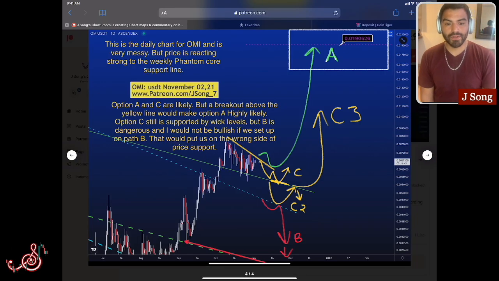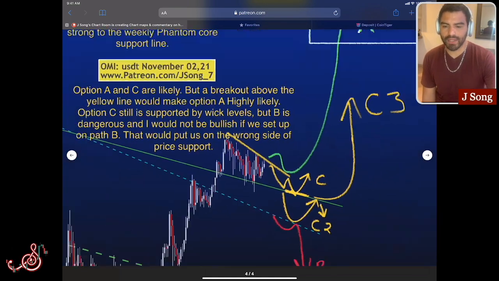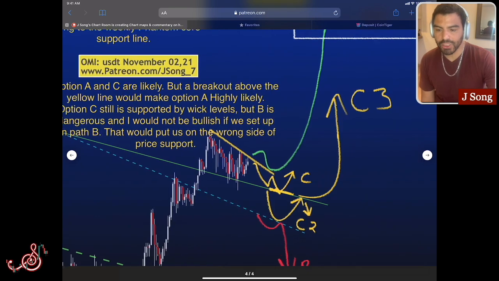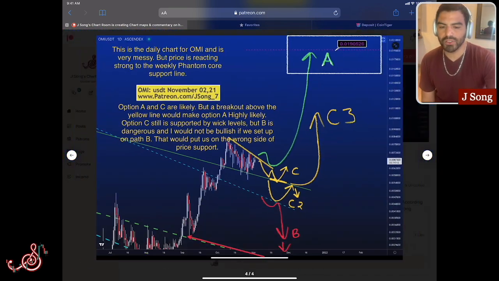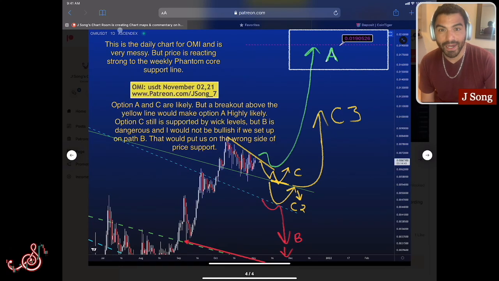And finally, I give you guys the options for OMI, and here are the current options. So this is a 1 daily chart. The previous charts were 1W, which means 1 week, and it's usually showing right there in that upper left-hand corner. But right now I gave you this. This is the chart for OMI, and it's very messy, but the price is reacting strongly to the weekly phantom core support lines.